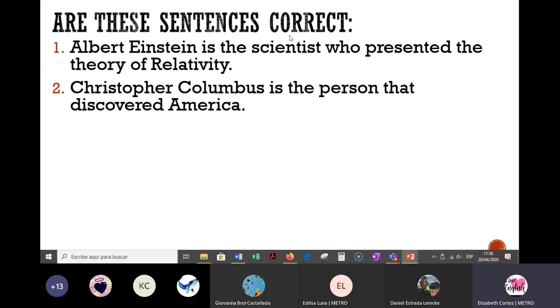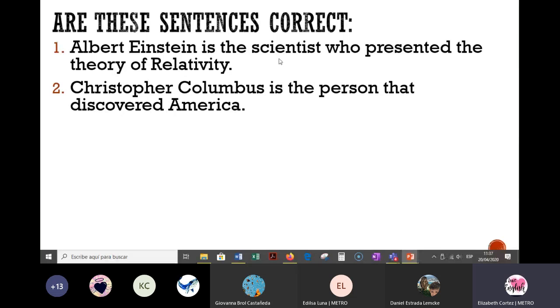Giovanna, what else can I say instead of scientist? How else can I describe Albert Einstein? Giovanna. Albert Einstein is the person who. What else? I don't know. The man. He's the one. But those are very general. Actually, Albert Einstein, more specifically, he was a mathematician. So I could say here, Albert Einstein is the mathematician, or was, because he doesn't exist anymore, was the mathematician.